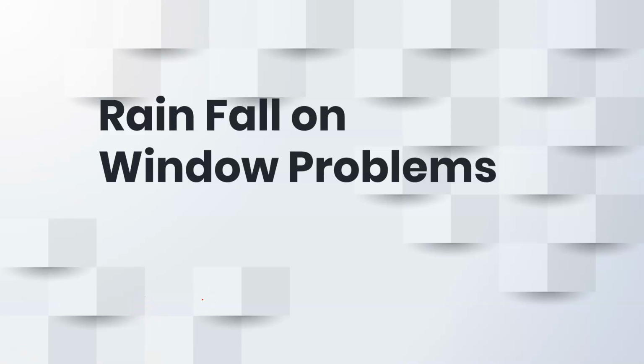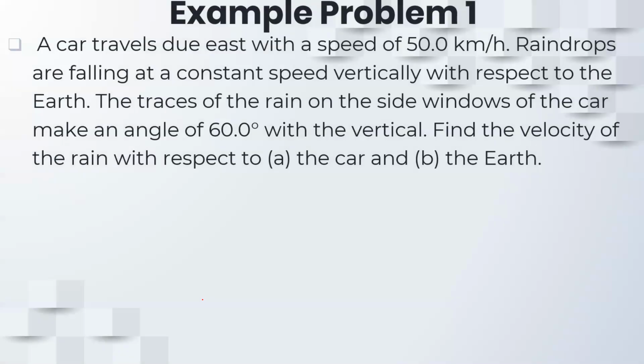In this video, we'll be doing the type of relative motion problems called rain on windshield problems, or I decided to call them rainfall on window problems. So I've got two examples for you.